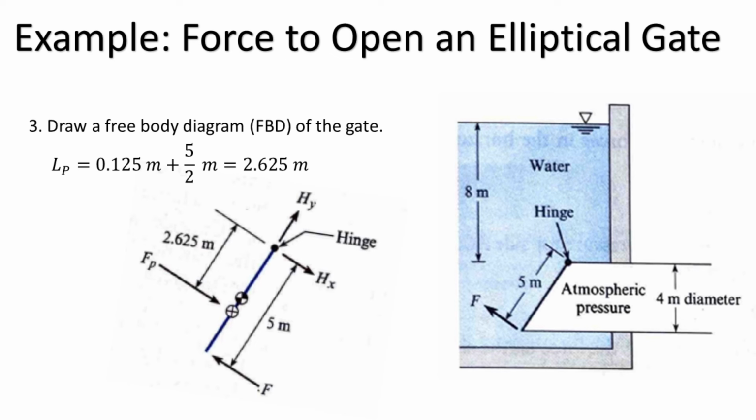Step 3. As we draw the free body diagram of the gate, it is clear to see that there are only two forces on the gate. One is the hydrostatic force, and the other is the normal force F required to open the gate. The length of the moment arm for the hydrostatic force is 2.625 meters, which is calculated using the distance from the centroid to the hinge, 2.5 meters, plus the distance between the centroid and center of pressure. The length of the moment arm for the normal force F is 5 meters, namely the full height of the gate.